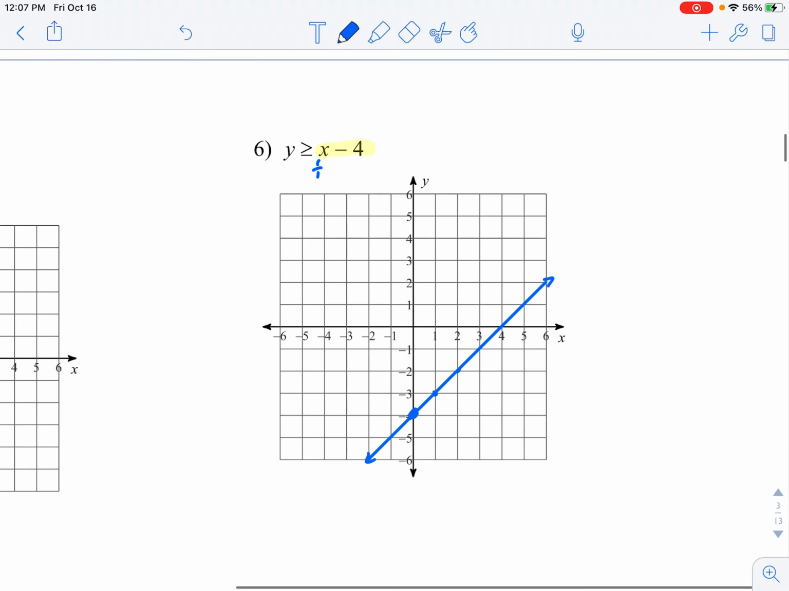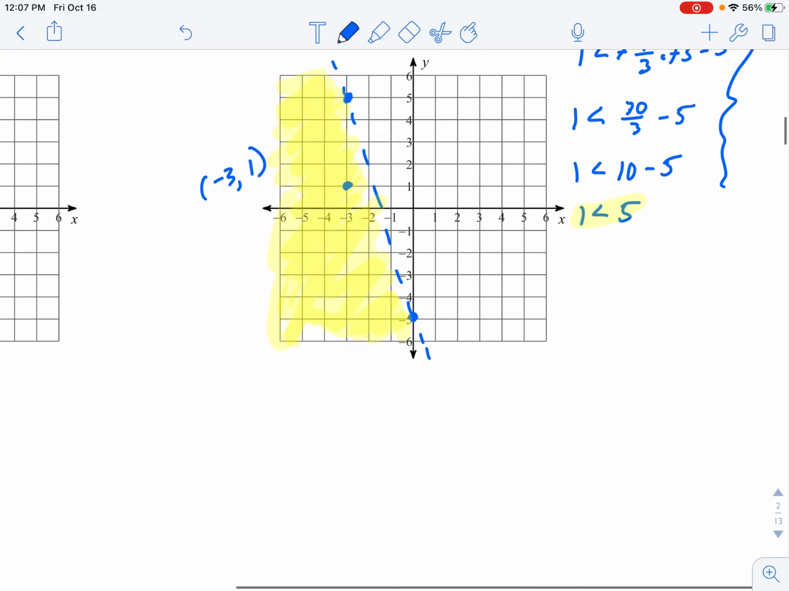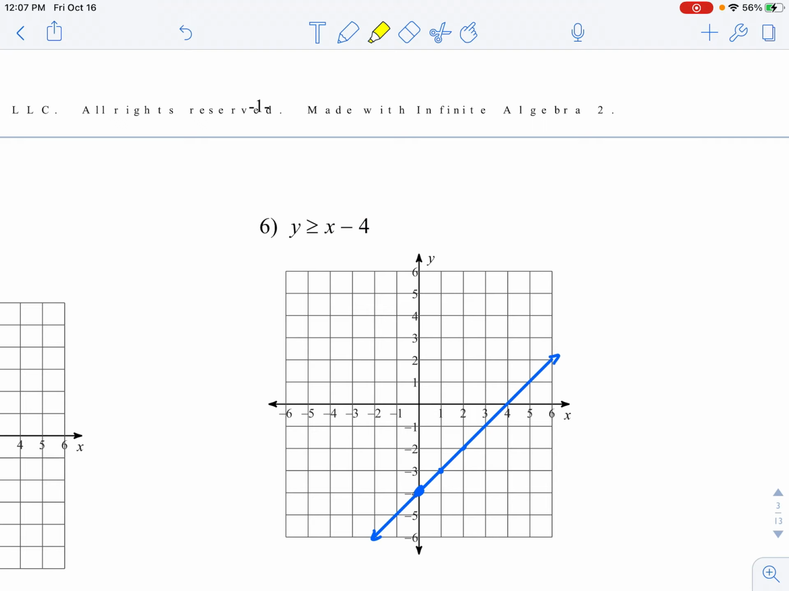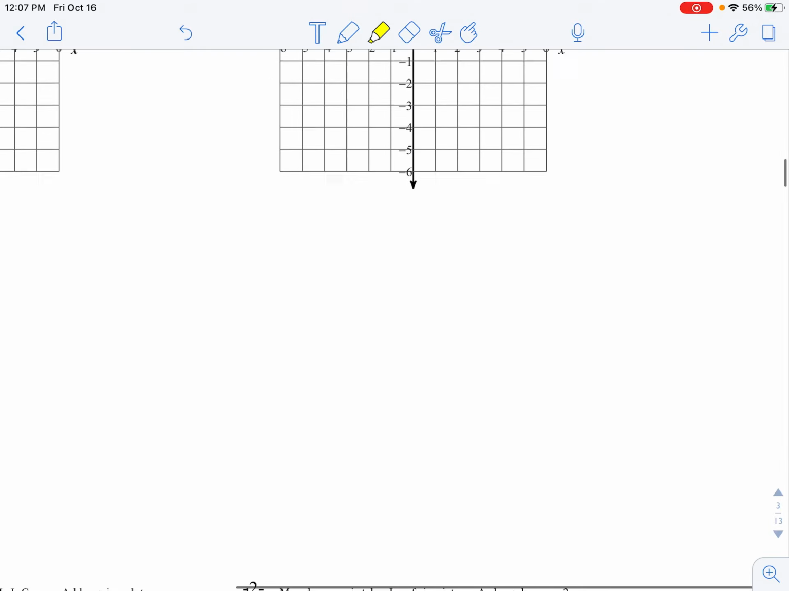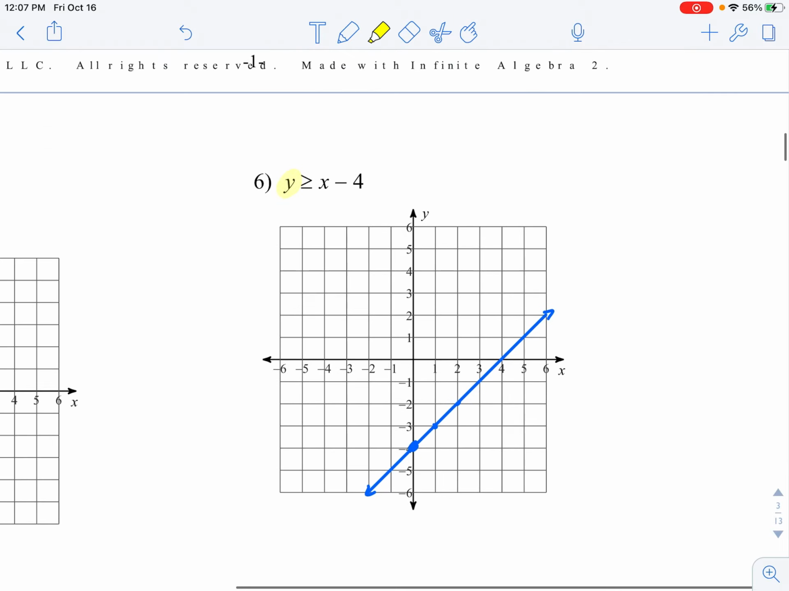Okay, one of the most time-consuming things is taking the test point, plugging it in, and doing all this work. So here's a little tip, a little shortcut that works when the y is isolated. It only works when the y is isolated, though. It doesn't work like in a problem like this one here, where the y is not isolated. So keep this in mind.